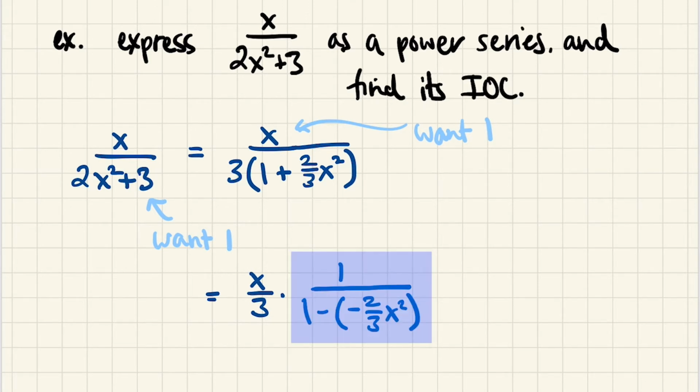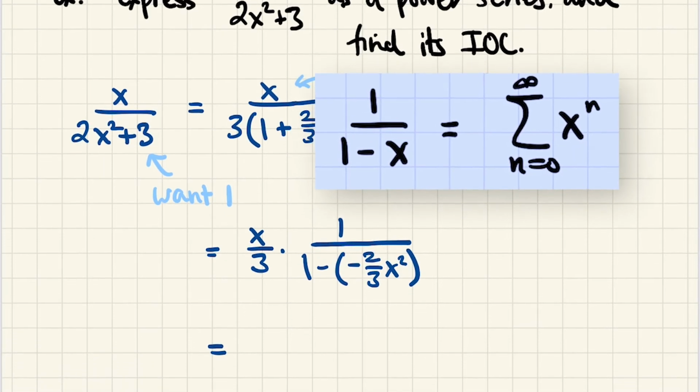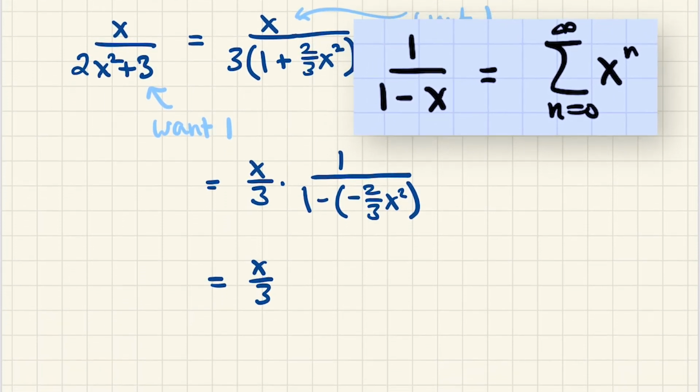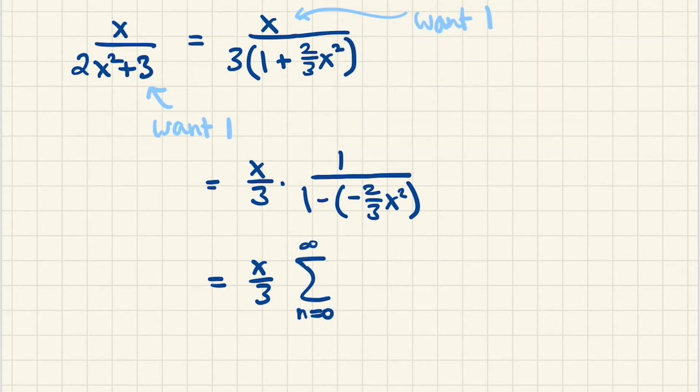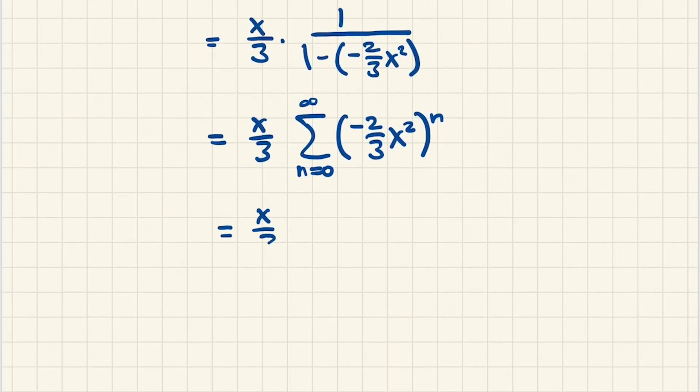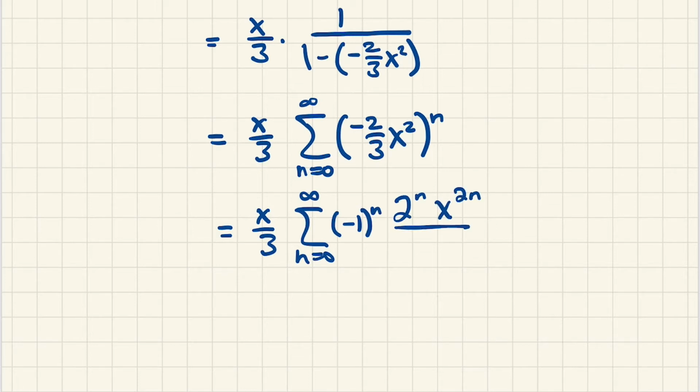And that's the form we wanted, because now we can say, well, this is x over 3 times this infinite series of this stuff here to the n. All right, so we just need to clean this thing up. Again, let's distribute the n into every single factor. So we have negative 1 to the n, 2 to the n, x to the 2n, and this is all over 3 to the n.